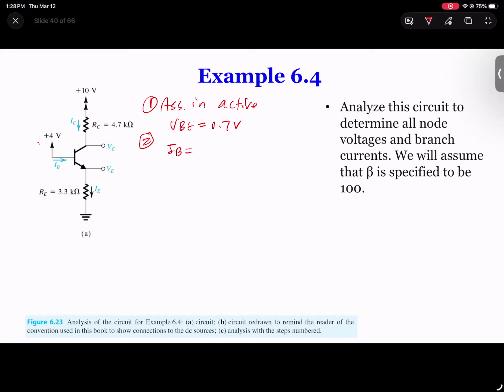The reason is from here to here we have a loop. So that loop says 4 minus 0.7 divided by 3.3 will give you the current. So 3.3 by 3, then we have 1 milliamps. And 4 volt minus 0.7 is a drop, and I got that 1 milliamps. So if I have that 1 milliamps, the next step I can do is find VE.